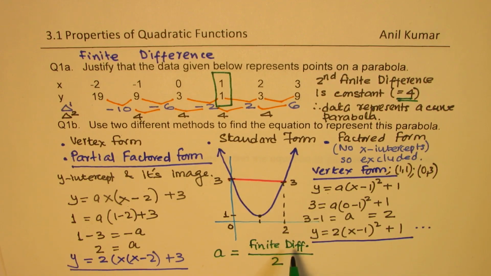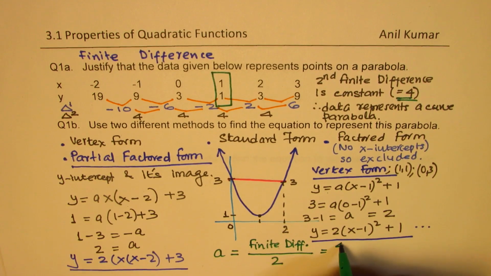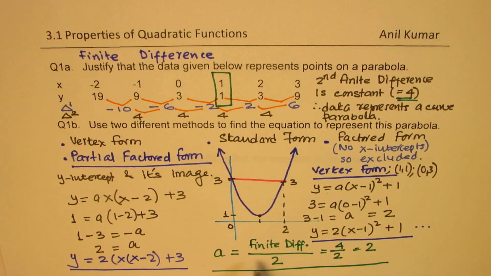General formula for any polynomial is finite difference over n factorial. So here, a value is half of the finite difference, right? So in our case, finite difference was 4, and if I divide 4 by 2, we get the answer 2. Do you see that? So this is an extremely important formula to remember.